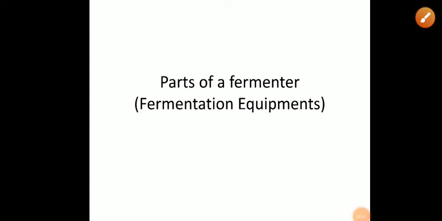Good afternoon, students. Last time we discussed fermenter configuration and design. What is a fermenter? It is a large vessel provided with all necessary requirements to carry out the production of a commercially valuable product using microorganisms. Today we are going to discuss in detail the fermentation equipment, that is, the different parts of a fermenter.